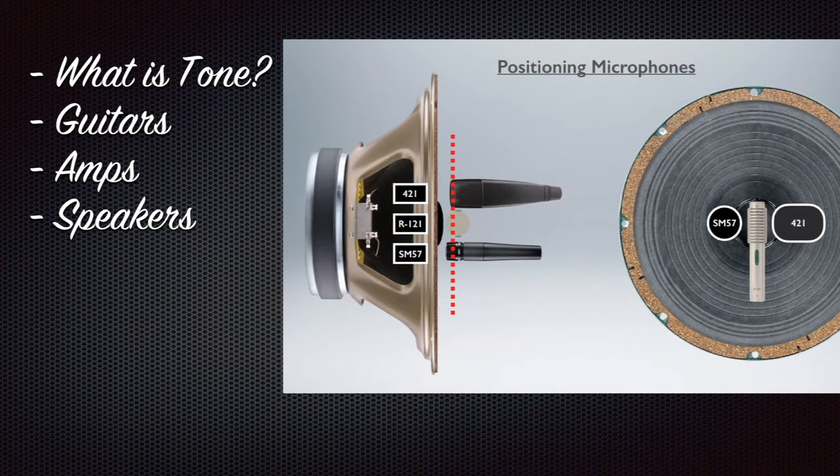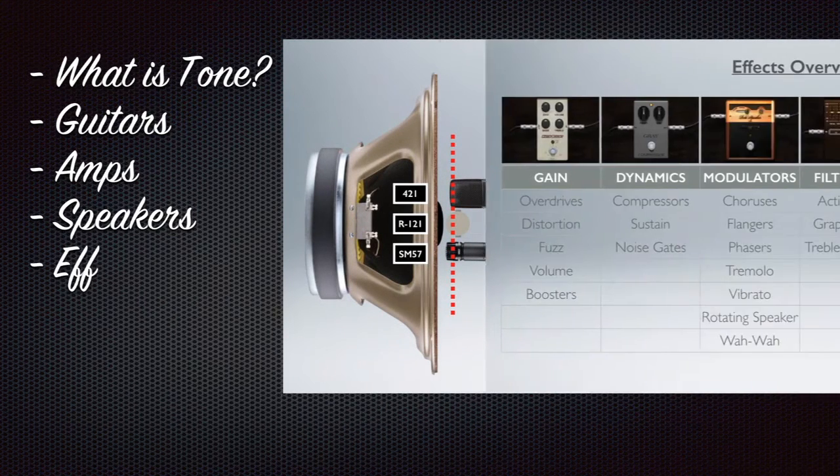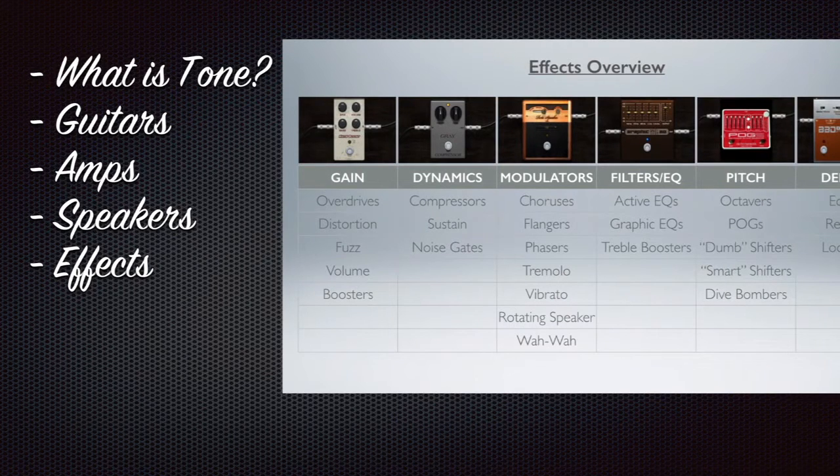Now, a big section will be the effects portion, and we'll break them all down one by one. We have a ton to go through here. Things like gain modifiers, dynamics processors, modulators like chorus and flangers, even wah-wahs. Then we go through filters and EQs, pitch modifiers, delays, loopers, and reverbs.